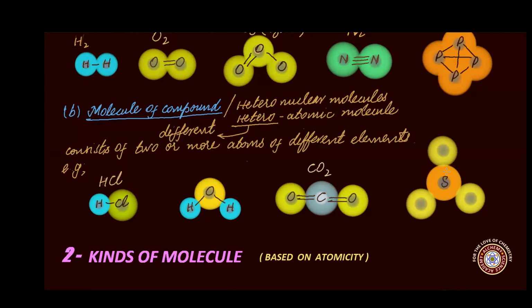This central atom is sulfur, and it is bonded to 3 oxygen atoms by double covalent bonds to form this triatomic molecule, and its molecular formula is SO3. This is sulfur trioxide molecule, another example of heteronuclear molecule.